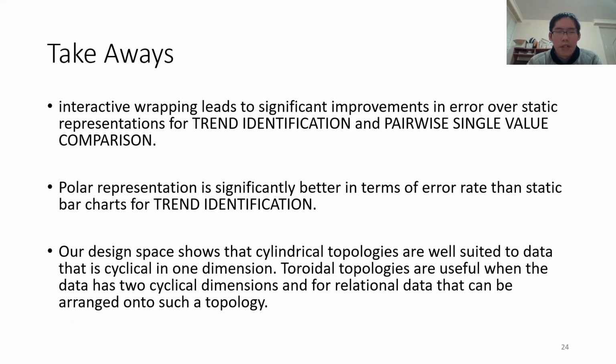Overall, our study results indicate that interactive wrapping leads to significant improvements in error over static representations for trend and value comparisons. Polar representation is significantly better in terms of error than static bar charts for the trend task. Our design space shows that cylindrical topology is well suited to data that is cyclical in one dimension. Toroidal topology is useful for data that has two dimensions and for relational data.